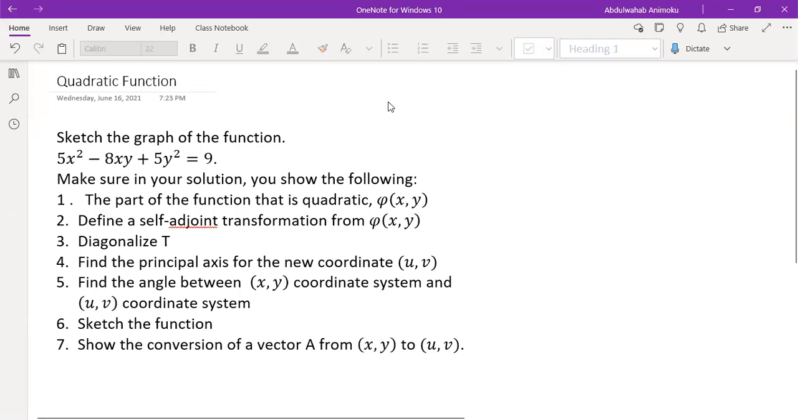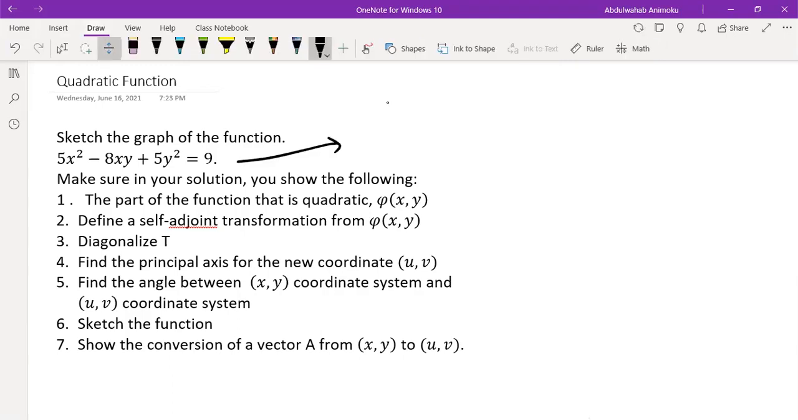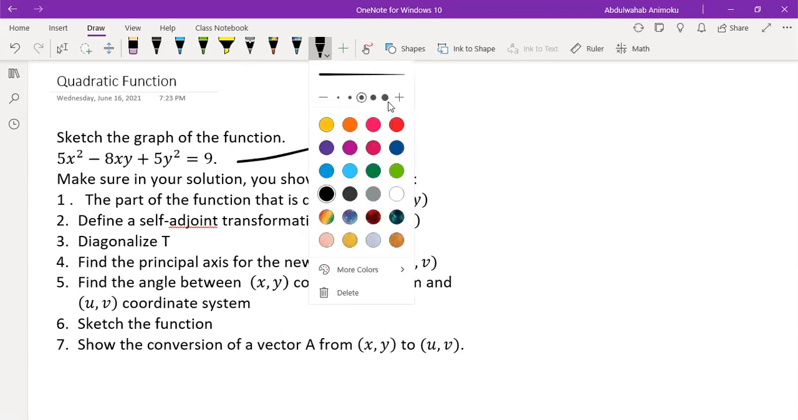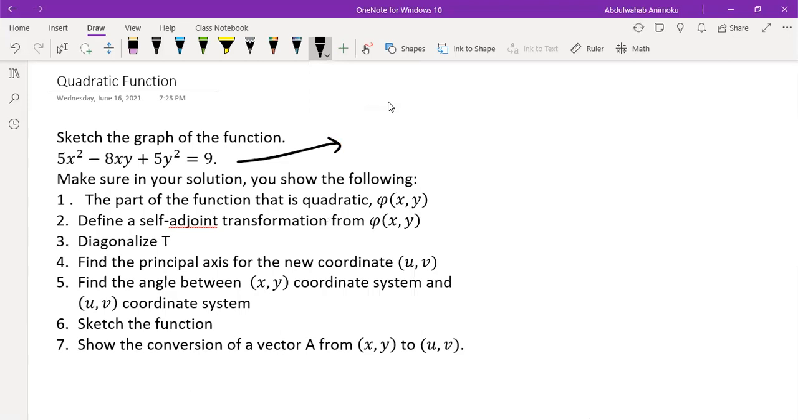First of all, we have this function and we need to sketch this particular function. Now, in calculus, we fairly understand how to sketch certain types of functions, but not of this type. This type is actually very difficult to sketch. It just so happens that these tools in linear transformation can help us simplify this problem into a much easier problem to handle. So that's exactly what we're going to do.